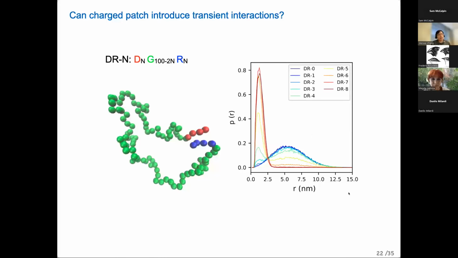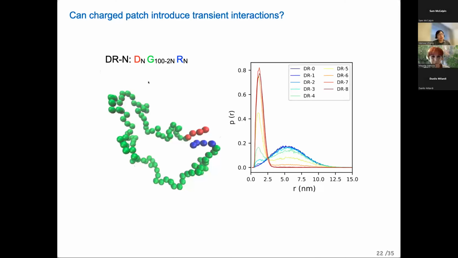With that in mind, we can now design a very simple model just for us to play with, which is what we call the DRN peptide. The N-terminal part has D signals, negatively charged, and the C-terminal part has positively charged beads. Each of them has N amino acids. In the middle, all of them are glycine, and we have 100 minus 2N so that we keep the chain length at 100 amino acids.